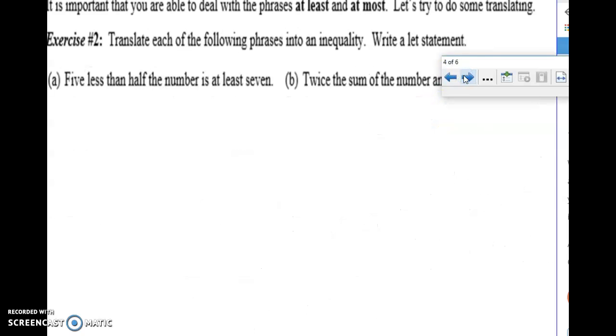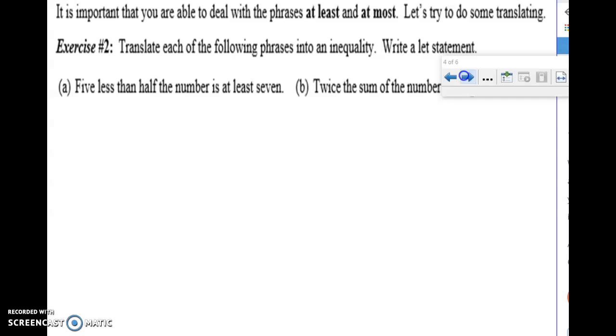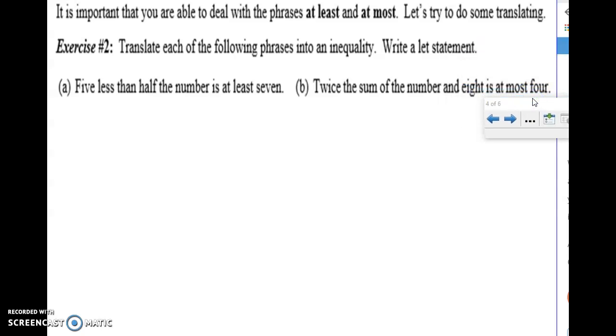Next one. We've got just some phrases, okay? So some basic terminology here that we want to use.